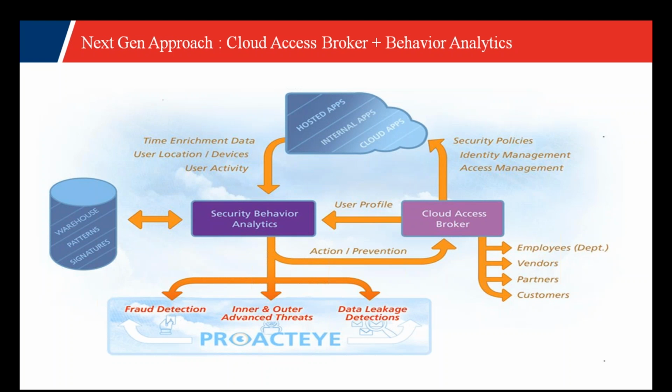So this is the next generation approach. If you look at it, we have a centralized security behavior analytics engine from the cloud access broker. From the cloud access broker, you have inputs into the security behavior analytics engine on the user profile. Also, it sends the security policies, identity and access management policies, which allow access for users into hosted apps, internal apps, and cloud apps. What comes into the security behavior analytics engine is time-enriched data, location of user, devices, and user activity, all of which is stored in the warehouse as patterns of behavior.